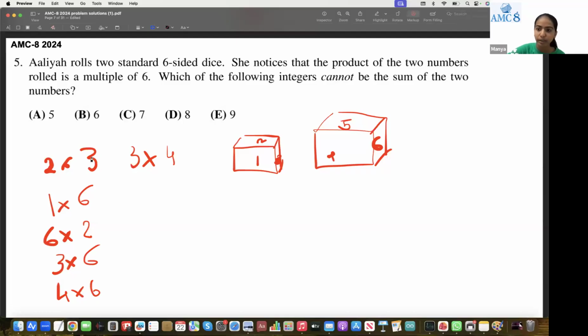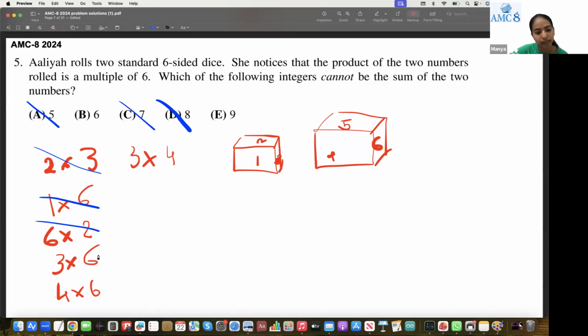Well, if we add 2 plus 3, that will be giving us 5. And so 5 cannot be the answer. How about 1 times 6? 1 plus 6 is equal to 7. So no. How about 2 times 6? That's going to be equal to 12, but we're going to have to add 6 plus 2, which is equal to 8. So then 8 cannot be the answer choice either.